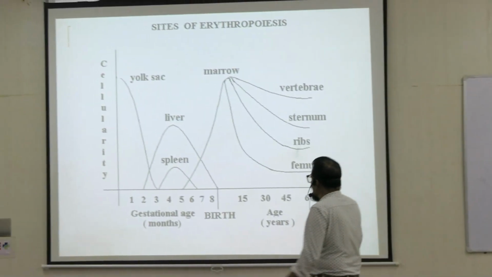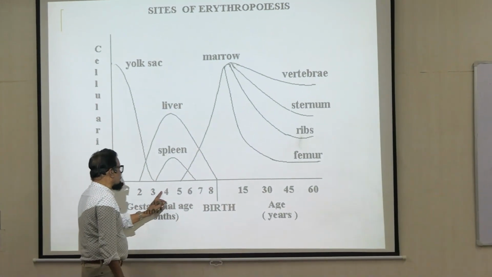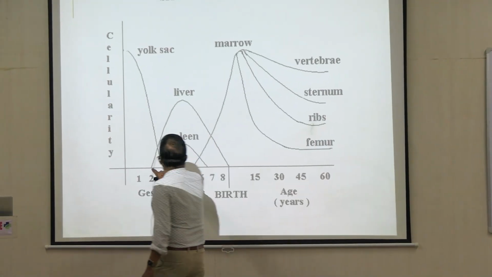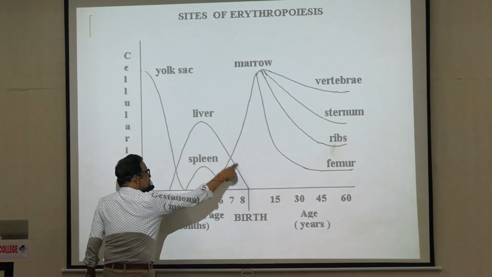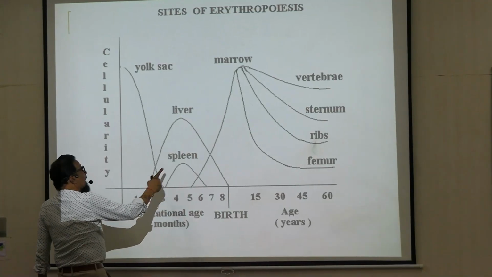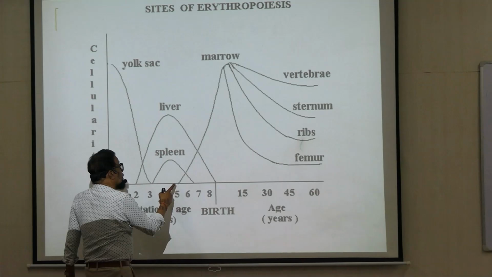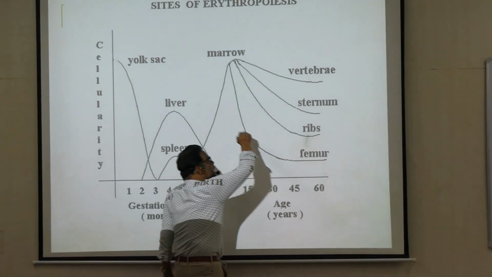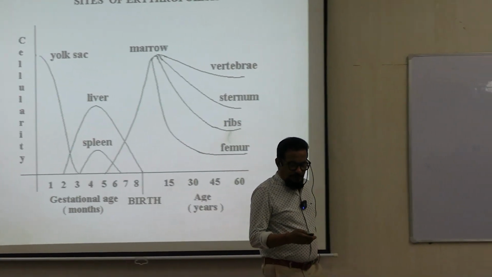Now, see, this is the period of gestational months, first week, second week, third week, this way, and this is the age after birth. What is this? Liver. Liver starts producing from the second week and stops here. And the yolk sac stops here. And the spleen starts here, stops here. And bone marrow, rapidly, in childhood, all the bones produce. And thereafter, all bones cannot produce, only the membranous bones can produce. Okay, so this is informative.